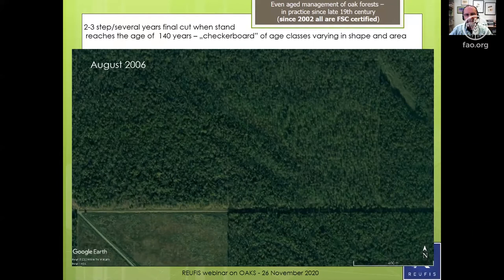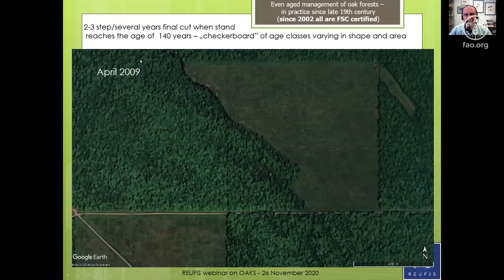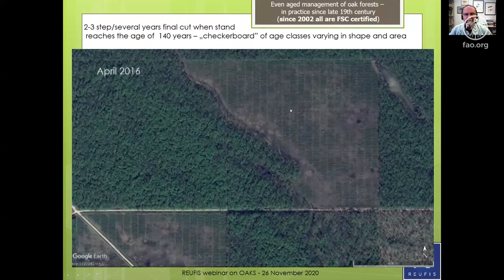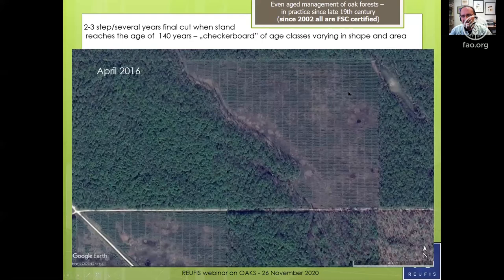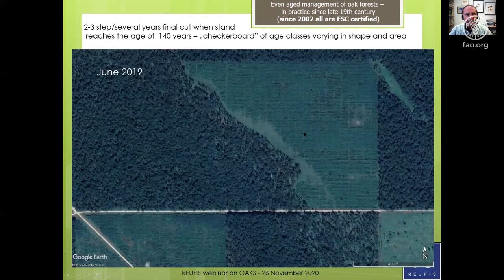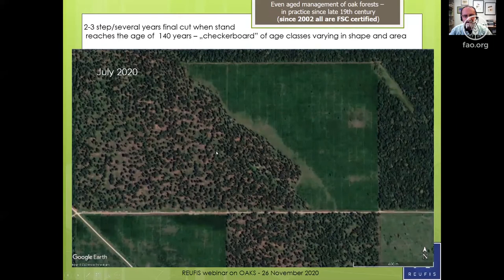So I have a set of Google Earth slides, so you can see this area that was harvested sometime between 2006 and 2009. Then how it looks in April a couple of years later. You can see these tiny lines and this greenish area, which is young oaks. Then a year or three years later, you can see there has been some cutting, but not the final cut. Here is an area which has also been prepared for the final cut. So in two or three steps, over a couple of years, this forest is rejuvenated.